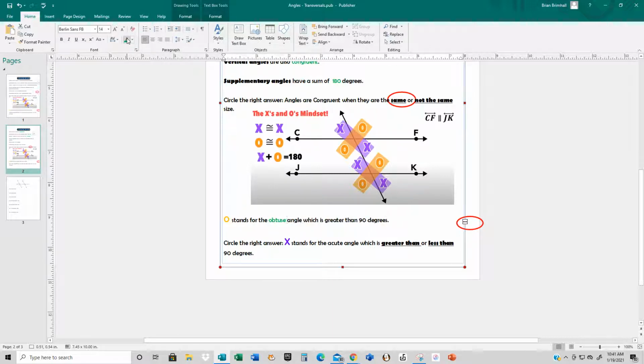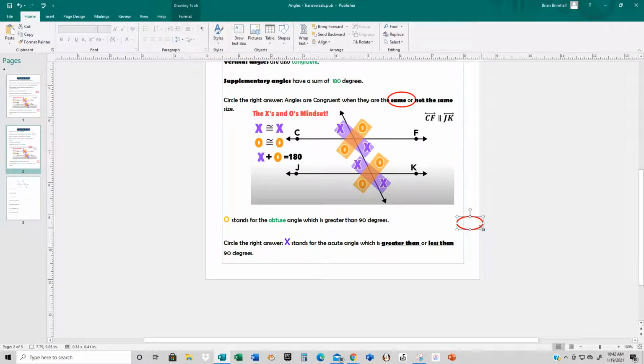So the obtuse angle will be the larger angle, the angle that is larger than 90 degrees. And the X is going to stand for the acute angle, which is less than 90 degrees, so the smaller one. All right, if you apply that to all of these transversals, you'll be able to figure out the missing angle numbers of all of these.